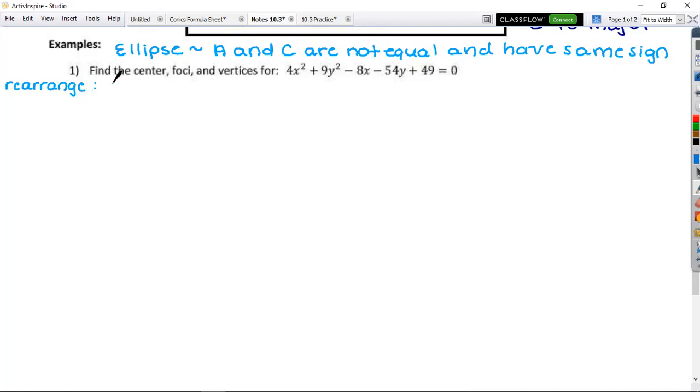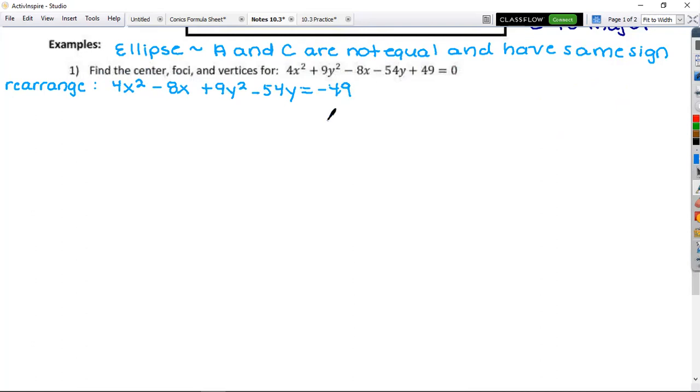So I'm going to put x next to x. So I would go 4x squared. What comes next? Minus 8x. And then plus 9y squared. And then minus 54y. And then the constant, if you remember, goes to the other side.